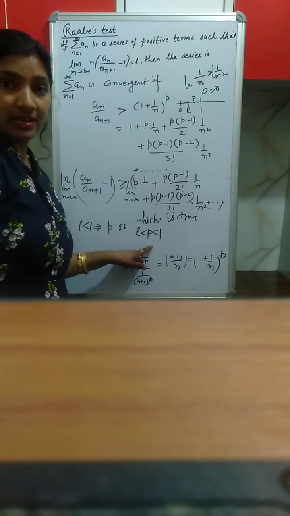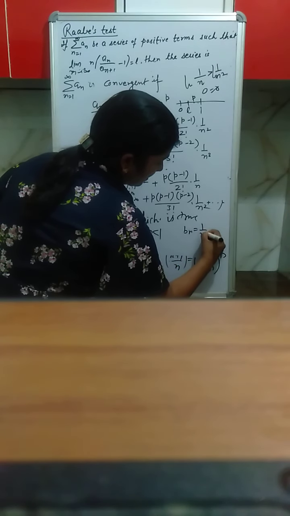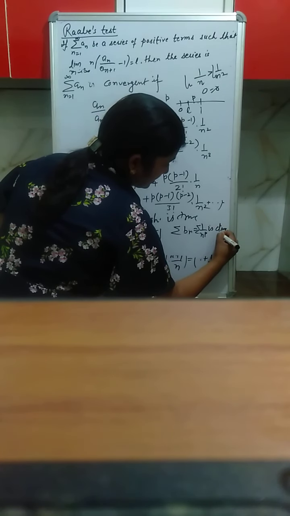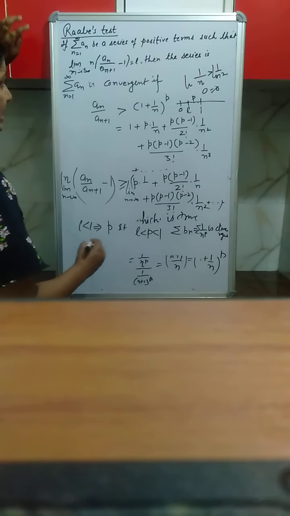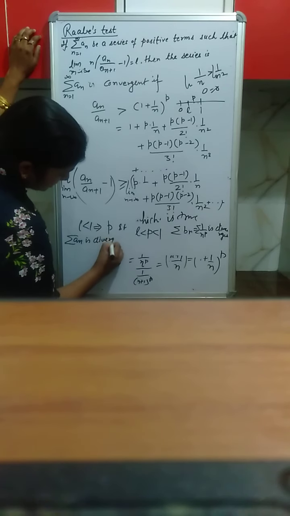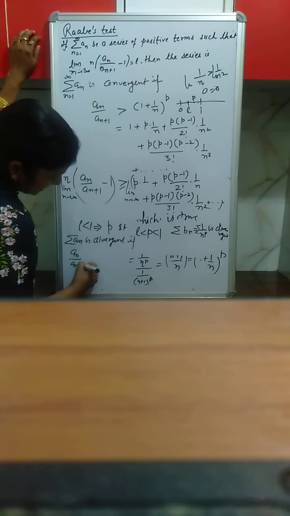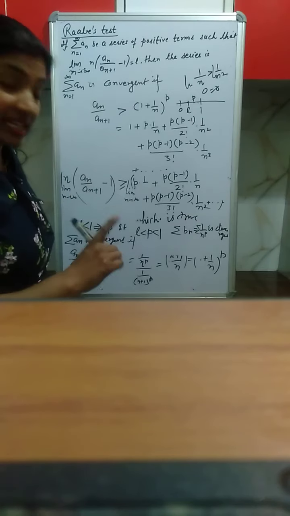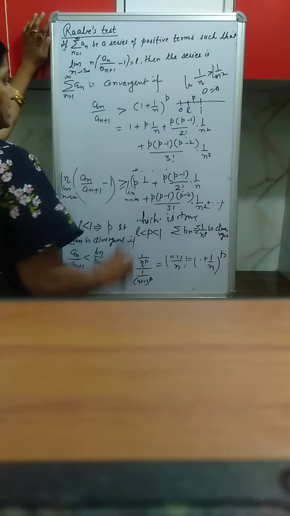Now P is less than 1, and it implies the hyperharmonic series Bn, which is 1 upon n raised to the power P, summation Bn, is divergent in this case. And by comparison test 6th form again, summation An is divergent if An upon An plus 1 is less than Bn upon Bn plus 1 by comparison test 6th form, and Bn upon Bn plus 1 is again the same, and all the inequalities will get reversed.